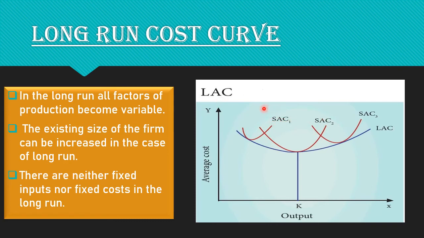So basically we are drawing this. You know that average cost is U-shaped. So short run average cost 1, short run average cost 2. By adding it all, we can get the long run average cost. It is also U-shaped here.